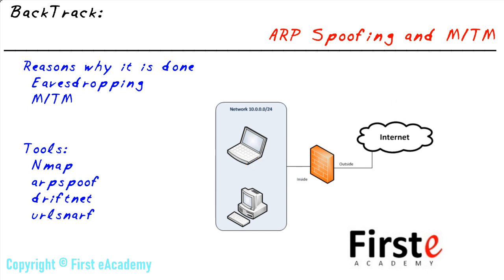The tools we're going to use to implement this, first we're going to use Nmap, because if we have a BackTrack system, we need to know what the devices are on the network. So we'll do a quick scan to find out what the other devices are on that network. Then we use arpspoof. We're going to use it twice.